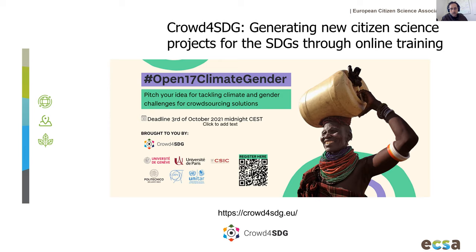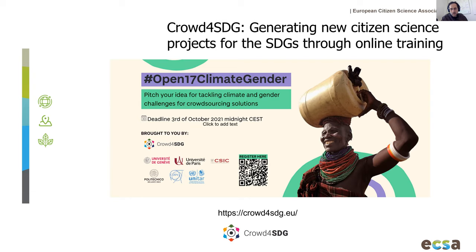So the Crowd for SDG project starts with something called the Open 17 Challenge, where we invite young people on a public platform, not Facebook or Twitter, but a European platform for youth called Goodwall, basically TikTok for the SDGs. And the young people come up with ideas, and then we coach them through a process of creating their own citizen science projects around that idea.